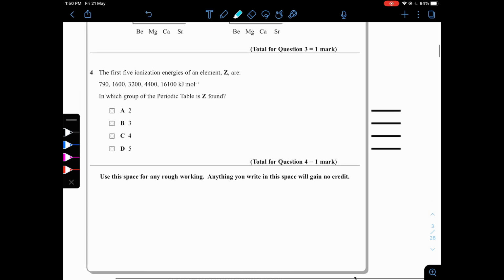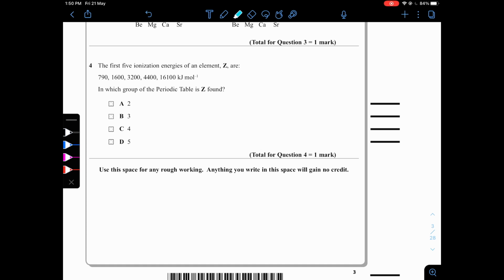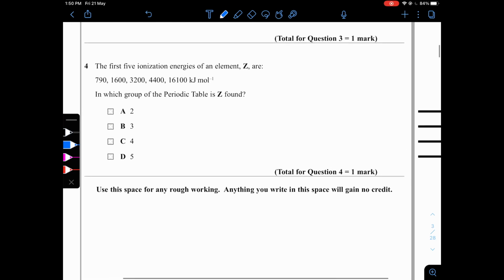Okay, so question number 4. The first 5 ionization energies of an element are 790, 1600, 3200, 4400, and 16,100 kilojoules per mole. Now we want to find out which group this element is in. What we have to do is look for the big jump. What do I mean by the big jump? I mean the difference between each ionization energy, from here to here, here to here, here to here, here to here. So what's actually happening when we take this ionization energy?